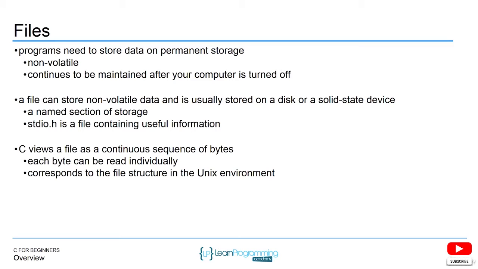A file on the Linux operating system or Windows operating system is stored a certain way, but as far as C goes, the programming language, it's just a sequence of bytes. And each byte can be read individually. This corresponds to the file structure in Unix, but it only makes a difference when you're reading text files in Windows, because you may have extra characters that you have to worry about concerning size. But it's just a sequence of bytes. So if you have a text file and it has more bytes, you can still read those bytes, you just have to understand what those bytes are representing.